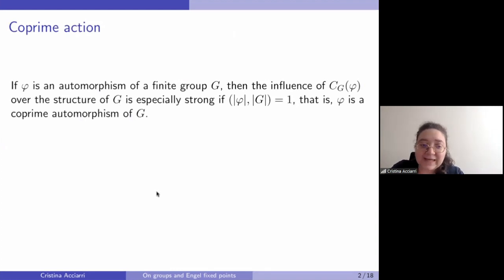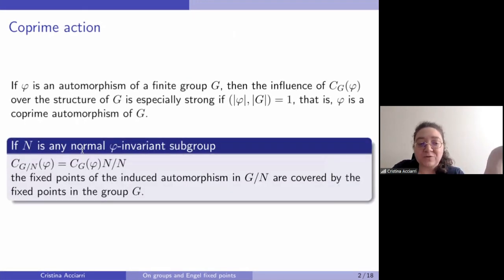Now, there is a particular case of this action where the influence is even stronger. When we consider an automorphism phi of a finite group G, we say that this automorphism is a coprime automorphism of G if the order of phi is coprime to the order of G. In this situation, if we consider N as any normal phi-invariant subgroup, and then the quotient G over N, phi induces an automorphism on this quotient that we denote with the same symbol.